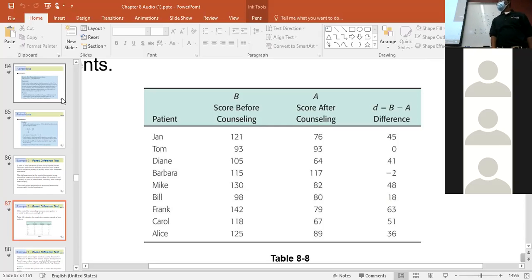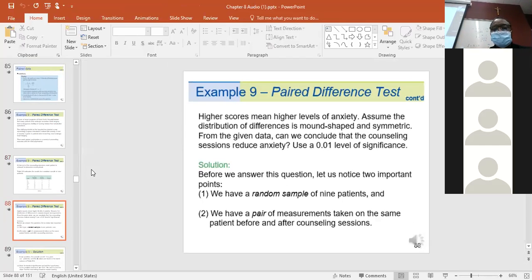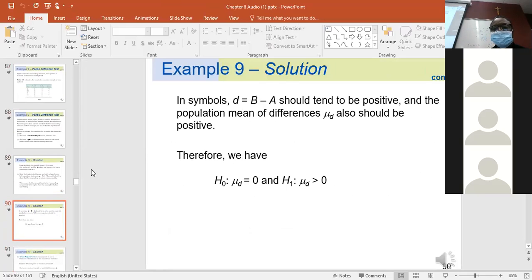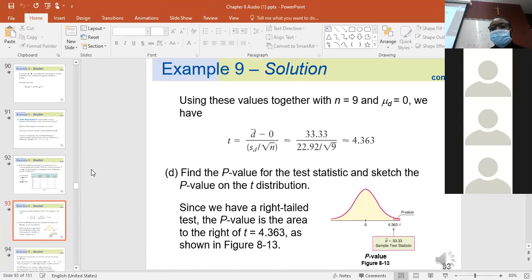Have you taken all the data? If you're on Zoom, you can use Excel. And if you have a question, let me know. We want to use alpha equals 0.01. Do you have the results? Can somebody tell us what the test value is?